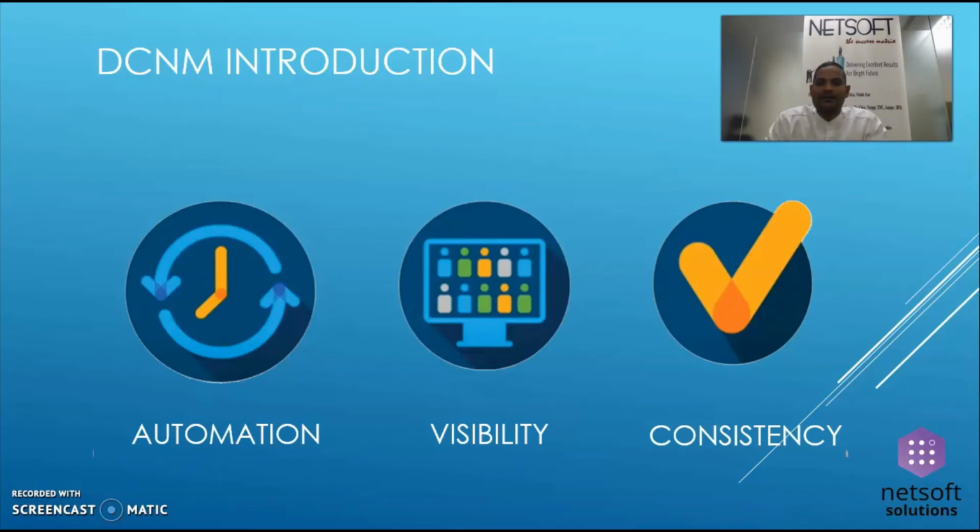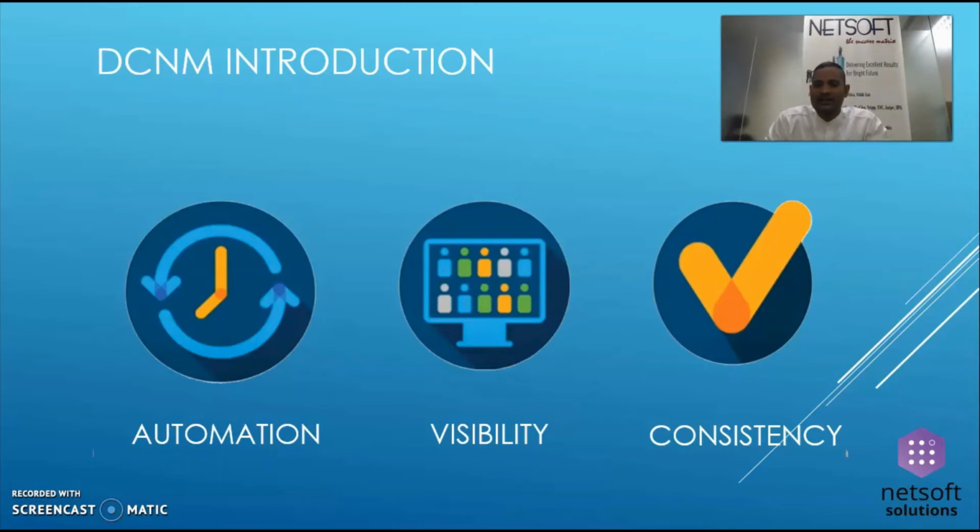The second thing it supports is visibility. So you have 20, 30, 40, 50 Nexus switches. At that time it will show all the interfaces configured on each switch, what type of traffic is flowing on each interface, which interface is up, which interface is down, and what is configured on each interface. You can easily see this by using your DCNM software.